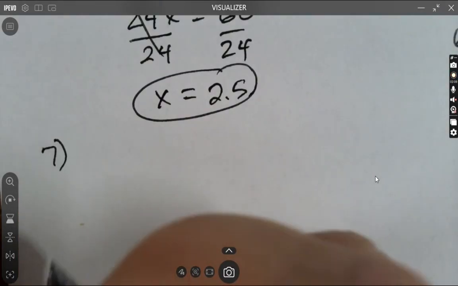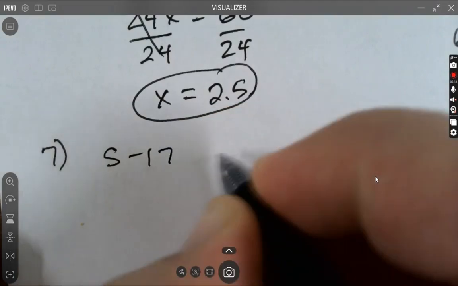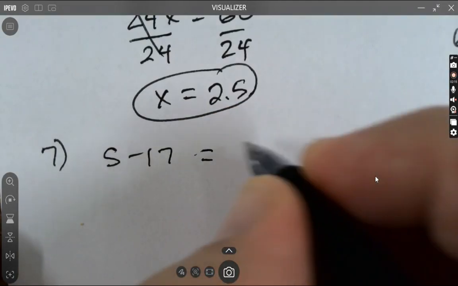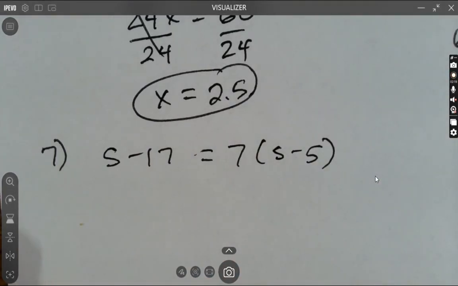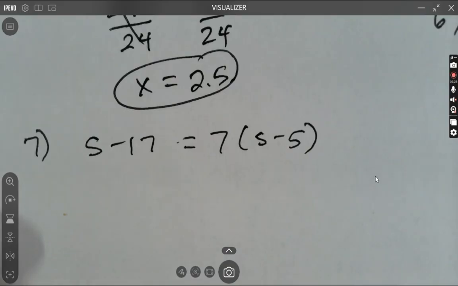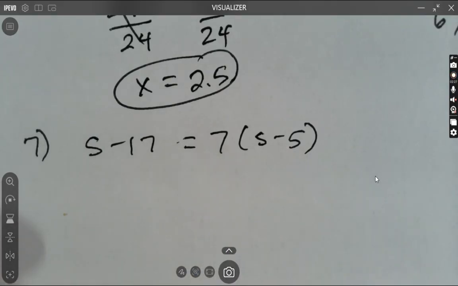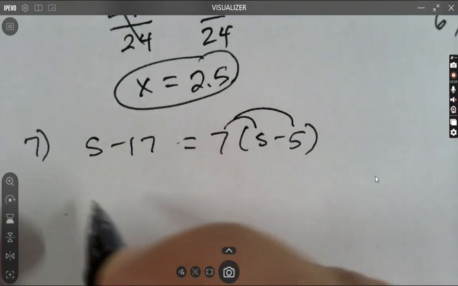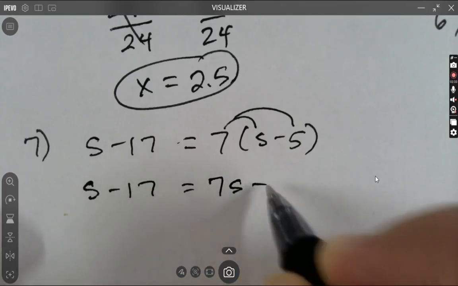Number 7, s minus 17 is equal to 7 times s minus 5. Okay, this time we do have variables on both sides, but we also have these parentheses telling us we need to distribute. So we're going to distribute the 7 first. If there's distribution that can happen, it should happen first.